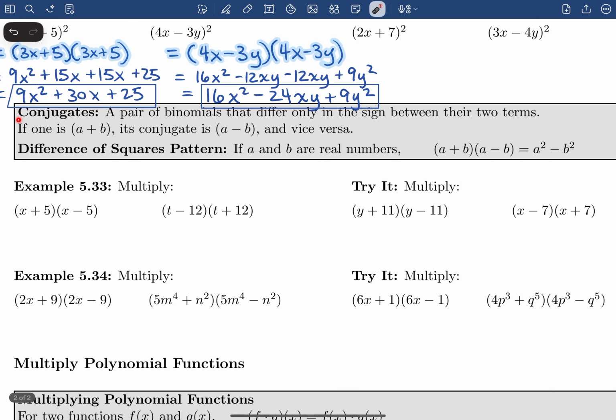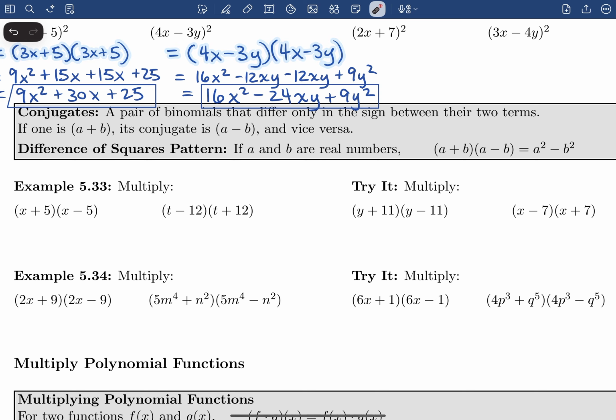Conjugates, here's a definition: a pair of binomials that differ only in the sign between their two terms. So if one binomial is a plus b, its conjugate is a minus b. And vice versa. Like if I had a binomial a minus b, its conjugate is a plus b. That's what vice versa means, right? We can think about it backwards. So conjugates will continue to come up over and over again in this course. And you just have to think it's the same two terms with opposite signs. This is a plus sign between the two terms. This is a minus sign between those two terms. So these binomials are called conjugates.